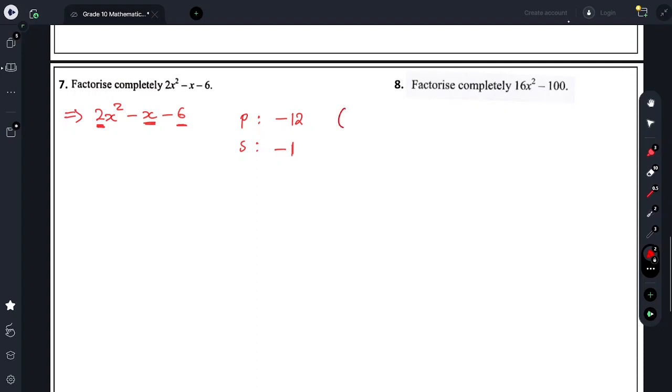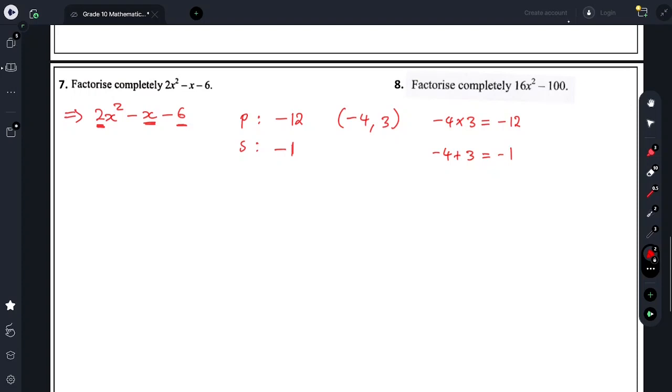So these two numbers should be -4 and +3. These are the two numbers we should look for, because if we say -4 times 3, it should give us -12. Again, if we say -4 plus 3, it should give us -1. So you see, these two numbers qualify. So we have looked successfully for these two numbers.